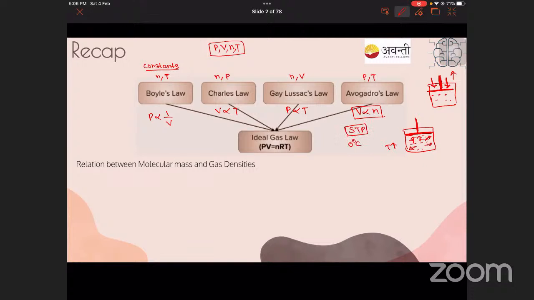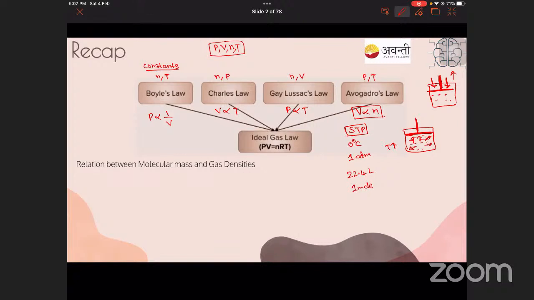At 0 degrees centigrade, that is 273 Kelvin, and 1 atmosphere pressure, 1 mole of any gas consists of how many molecules? The Avogadro number of molecules, 6.023 × 10^23 molecules. At STP, 1 mole of any gas occupies exactly 22.4 liters of volume. If you increase the temperature, the volume will increase. According to Avogadro's law, as we increase the number of moles, the volume of the gas will also increase.